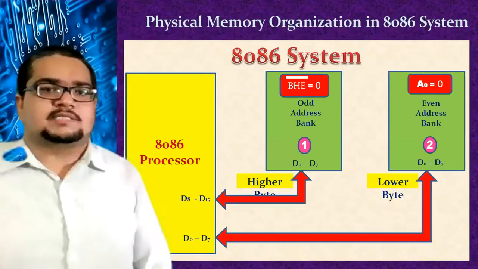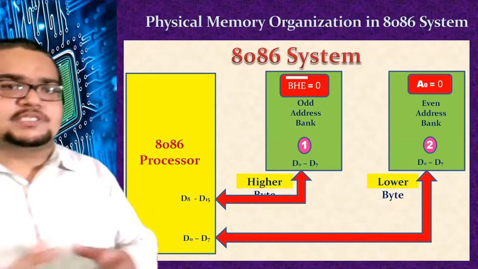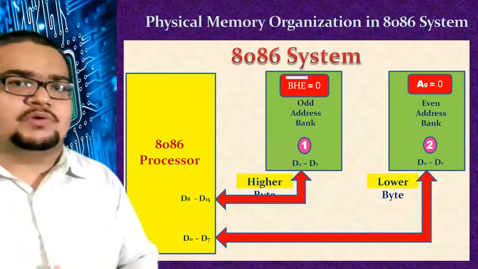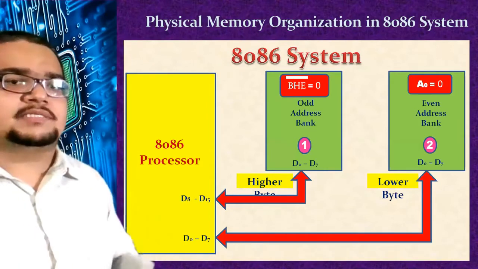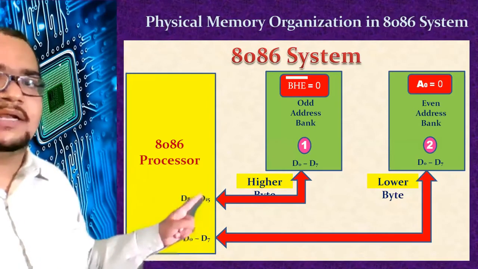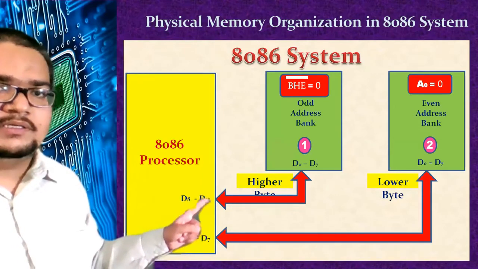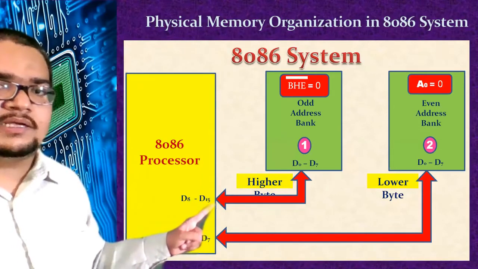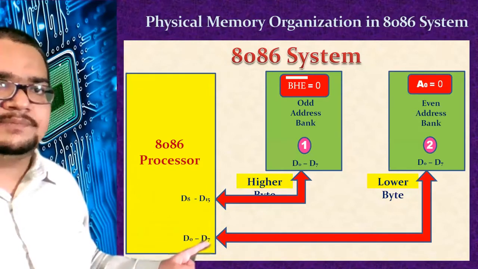Again, one more time, let us have a look at this particular diagram. I suggest you draw this one parallelly while you are checking it out. Very important to understand here that D8 to D15 are connected to the odd address bank. You cannot connect this to the even address bank. You have to connect it to the odd address bank. And D0 to D7 are connected to the even address bank.